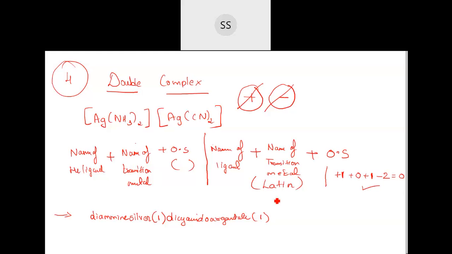Yes, correct. When you write a normal inorganic compound, their positive and negative charges get cancelled with each other, no? Yes, correct. Like that only it is.